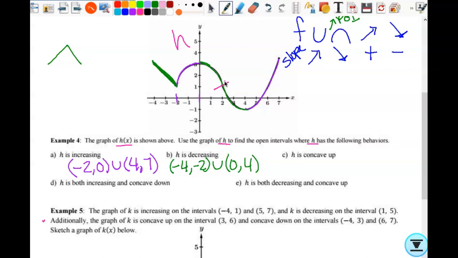So that means we start at 2 and we go to where? 7. Very good. All right, we good with that? So if it's concave up from here to here, it's neither from here to here. That means concave down has to be from here to here. We agree with that. This asks for h being both increasing and concave down.